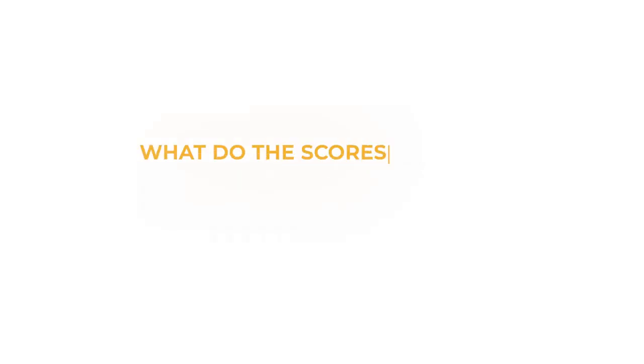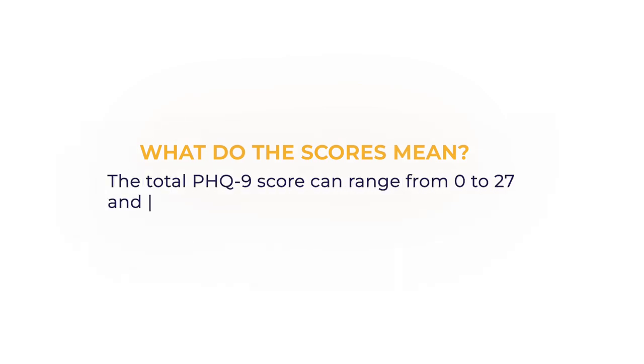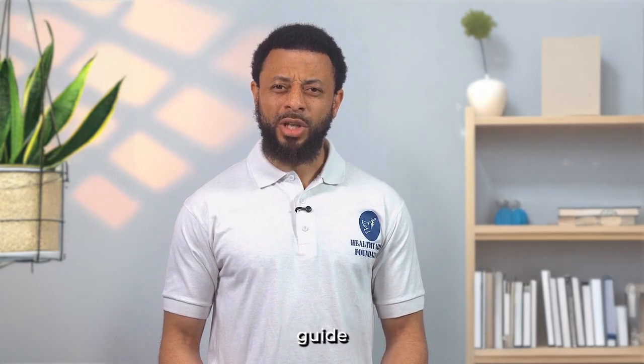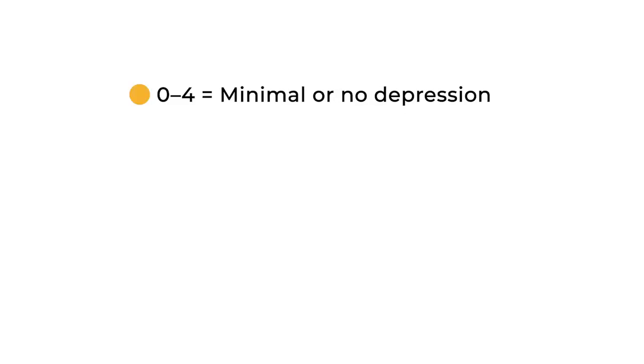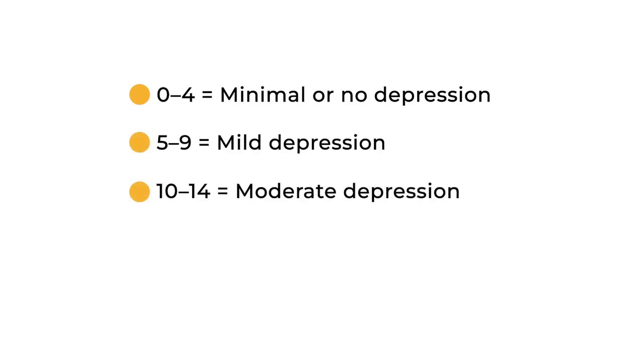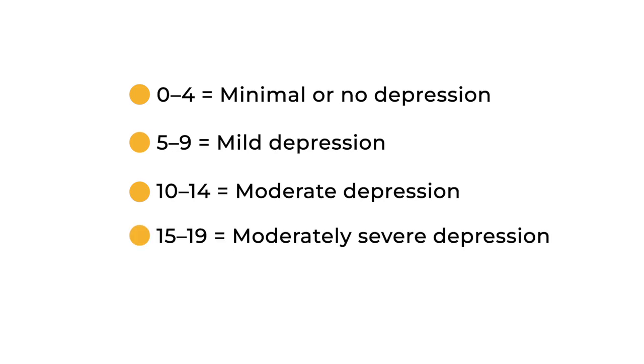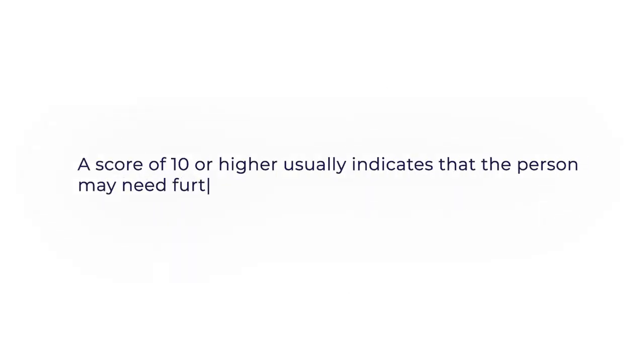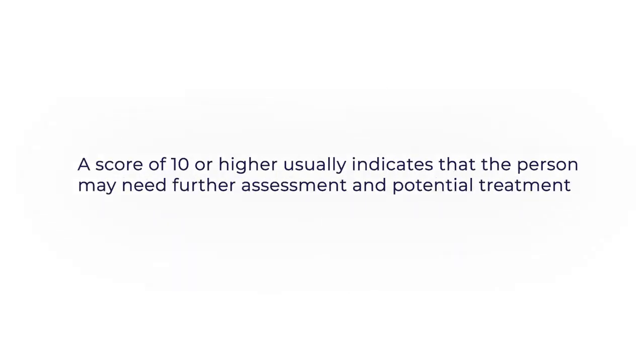What do the scores mean? The total PHQ-9 score can range from 0 to 27, and it helps guide treatment decisions. Here's a general guide for interpreting the scores. 0 to 4, minimal or no depression. 5 to 9, mild depression. 10 to 14, moderate depression. 15 to 19, moderately severe depression. 20 to 27, severe depression. A score of 10 or higher usually indicates that the person may need further assessment and potential treatment.